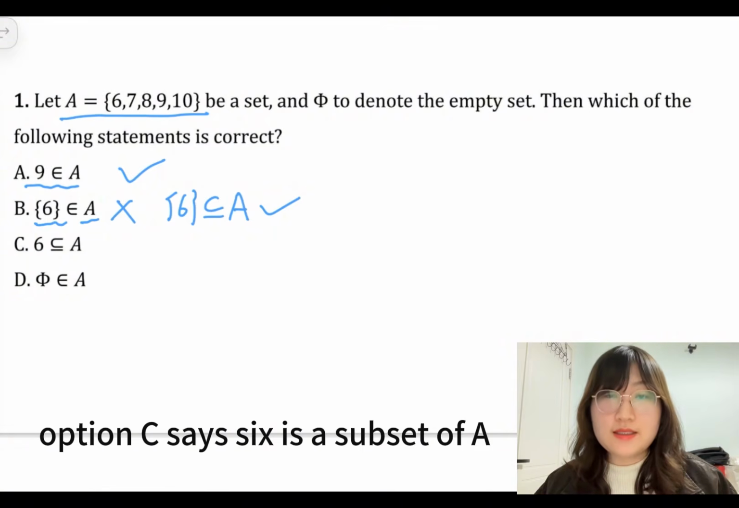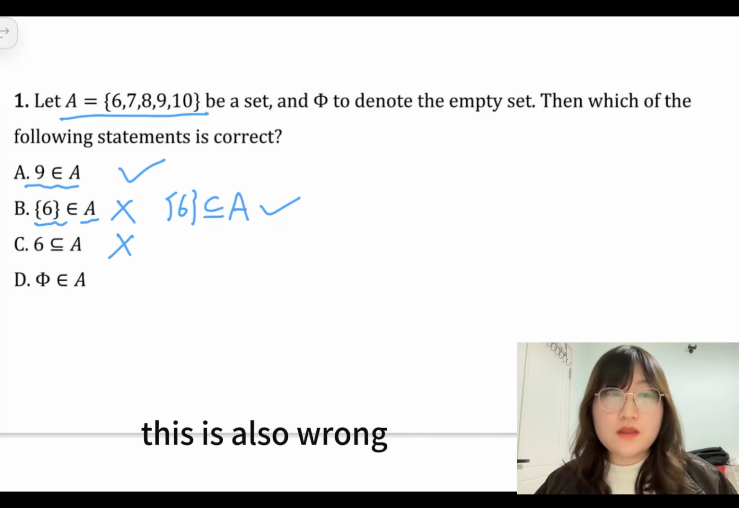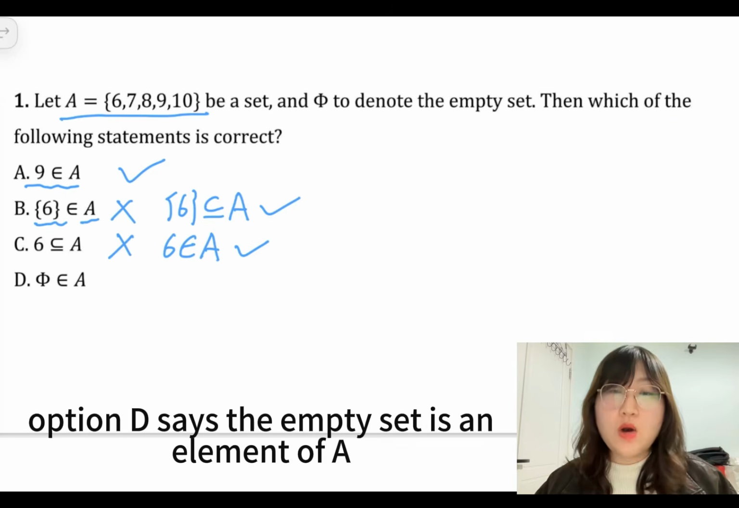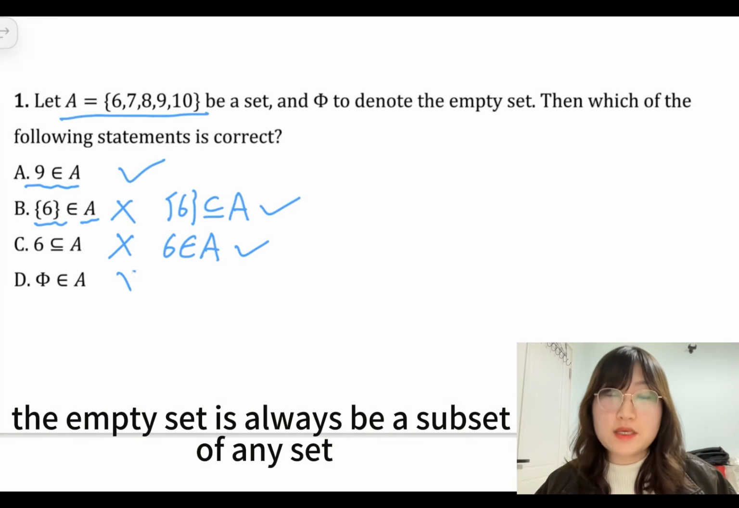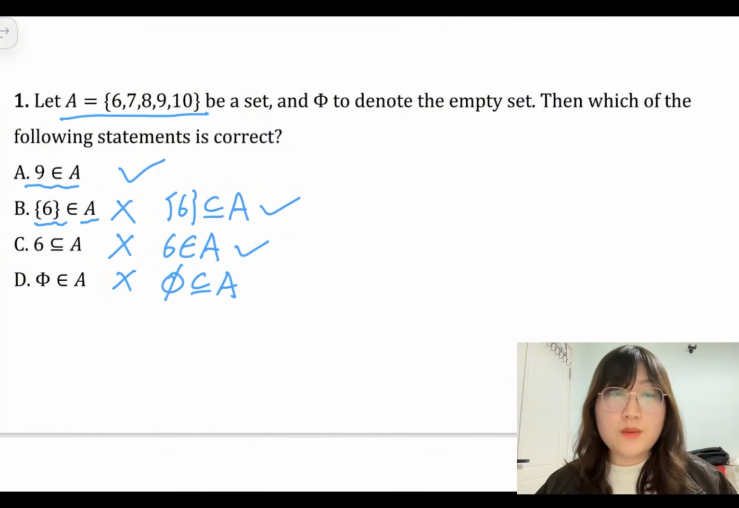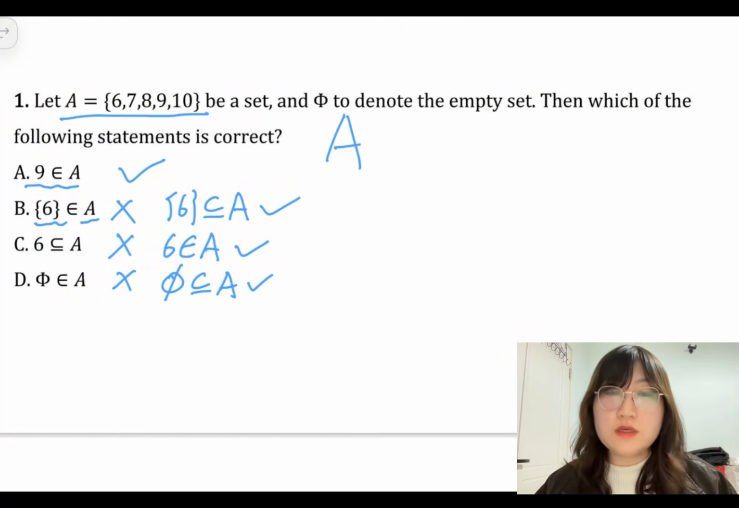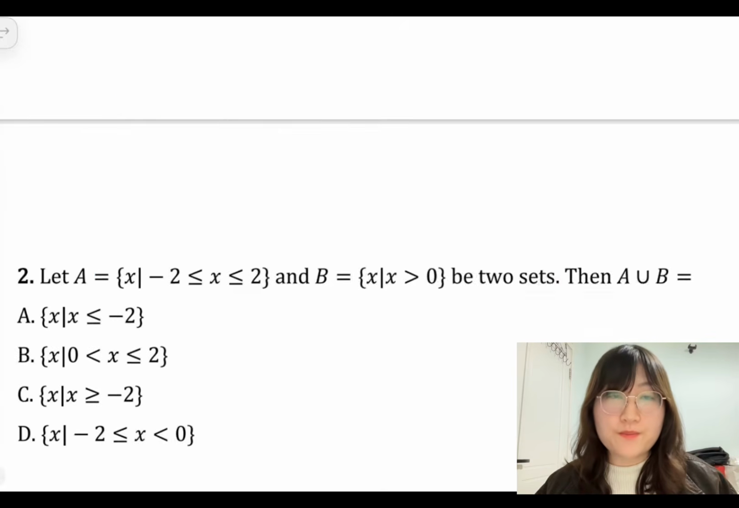Option C says 6 is a subset of A. This is also wrong. 6 is just a number, so it is an element, not a subset. Option D says the empty set is an element of A. Remember, the empty set is always a subset of any set, but it is not listed as an element. Therefore, the correct answer is A.